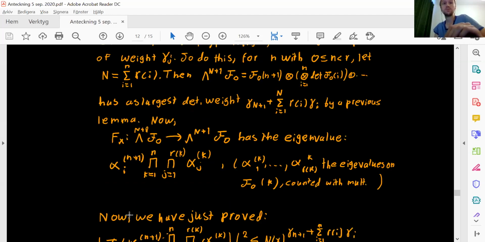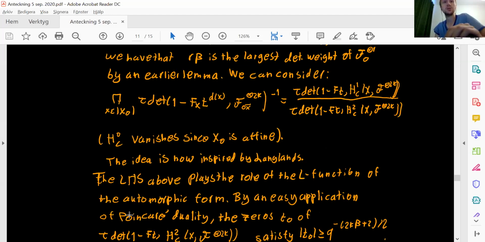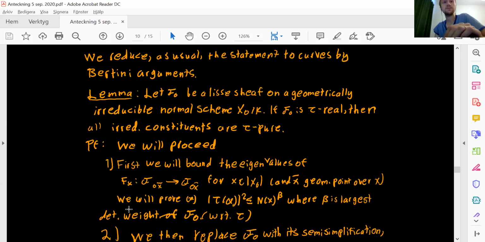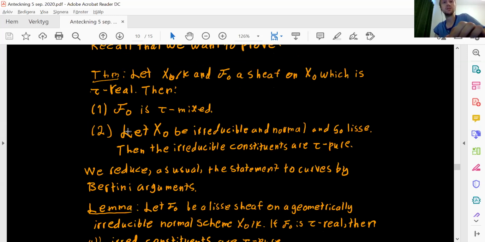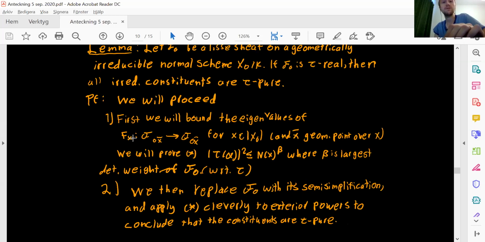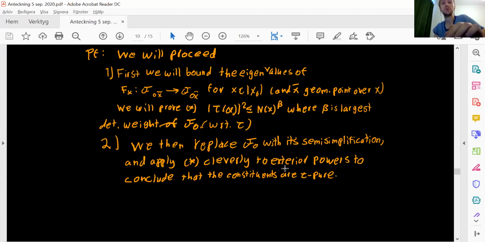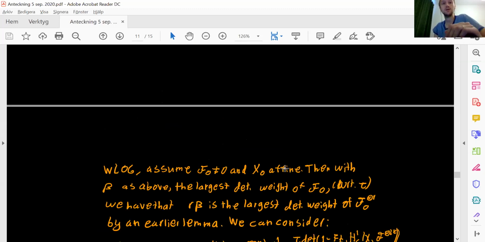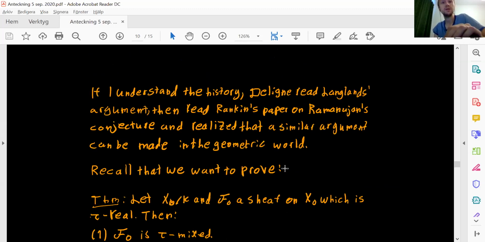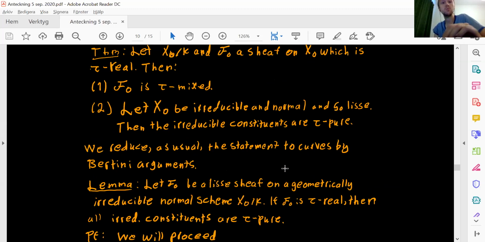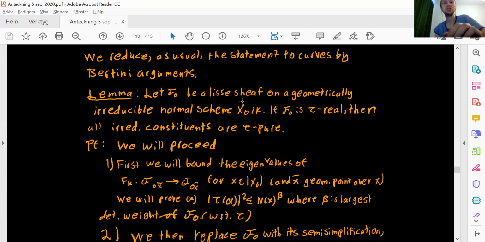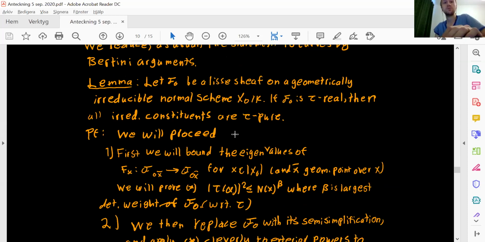So we have thus proved the second part here, which was that if we replace F by its semi-simplification, then we conclude that the constituents are tau pure. So to conclude, we have proved Lemma 1 here. So F is a lisse sheaf on a geometrically irreducible normal curve. Then if F0 is tau real, then all irreducible constituents are tau pure. This is what we have now proved.